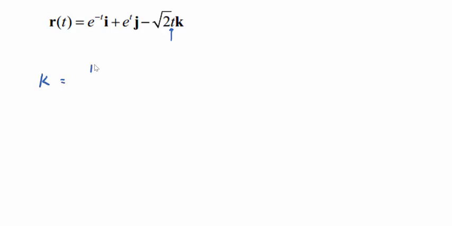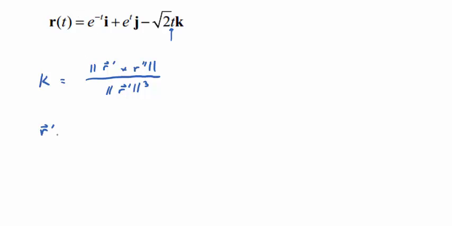K is equal to the magnitude of r prime cross r double prime divided by the magnitude of r prime cubed. So what does this formula tell us to do? Look inside the magnitude bars. We've got to find r prime, then r double prime, and then we're in business. So let's get to it.